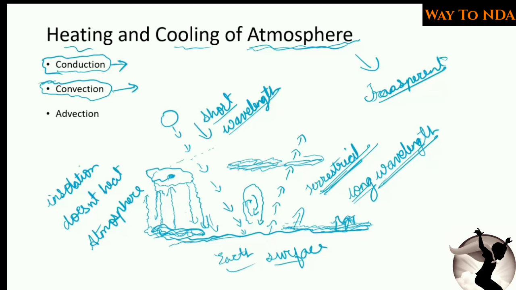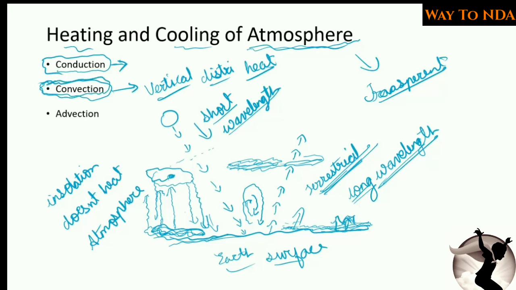So what does this say? This says that the heat is transferred from the earth's surface to the upper layers of the atmosphere. This means the heat is transferred from earth's surface to the upper layers of the atmosphere, and this you can call the vertical distribution of heat. Okay, vertical distribution of heat through convection.